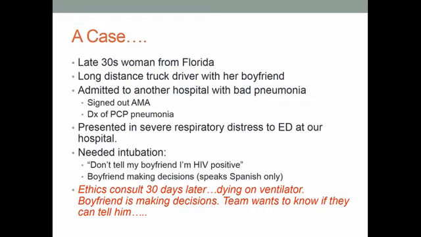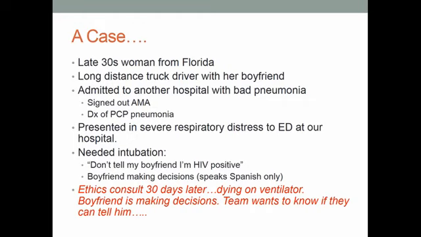She rolled into Denver and presented herself at the door of our ER in Denver and was in severe respiratory distress. She needed to be intubated at that point. She had big cystic blebs from her PCP on her x-ray. And just before she was intubated, she said to the providers, "Don't tell my boyfriend I'm HIV positive."